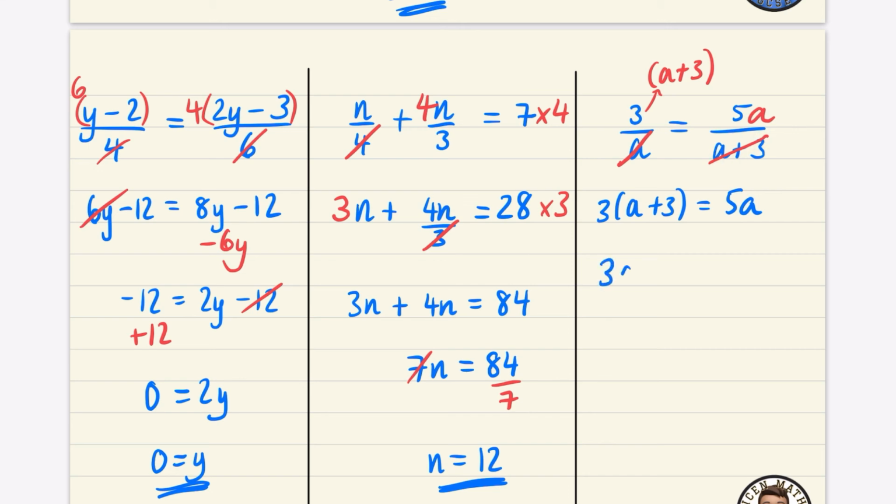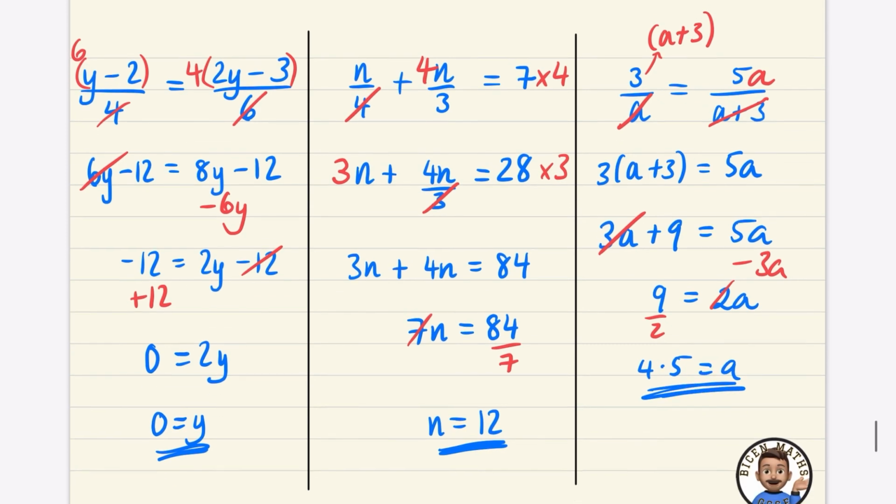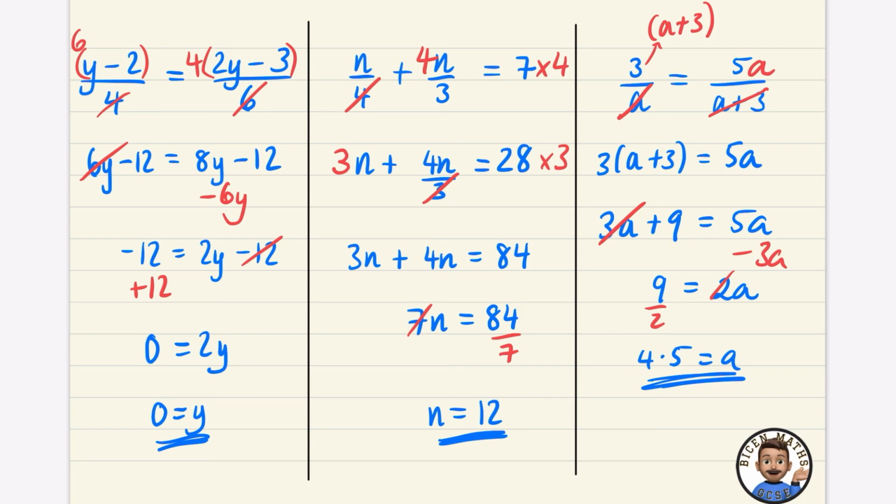You're just going to expand the brackets, so that's 3a plus 9 equals 5a. Get rid of the smaller a, so I'm going to subtract 3a. So 9 equals 2a, and then just divide by 2. Now you can either leave it as a fraction as 9 over 2, or you could say that a is equal to 4.5. So I think that's pretty much everything that you're going to need on solving linear equations.